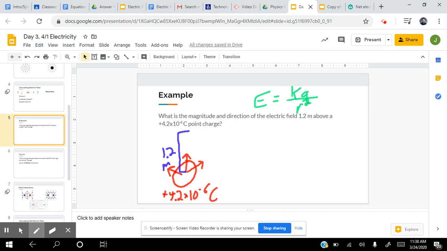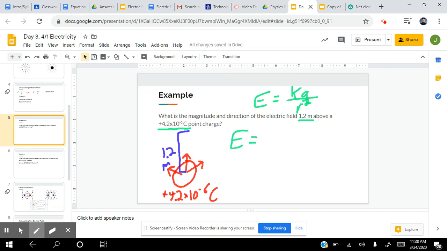The reason we're using that equation is just due to the information that we are given. We are given 1.2 meters, which is a radius, and then we are given 4.2 times 10 to the negative 6, which is a charge, or Q. We can't use this other equation right here because we are not given a force in this particular instance. Okay, so let's go ahead and plug everything in here.